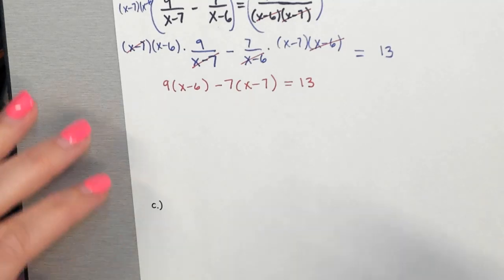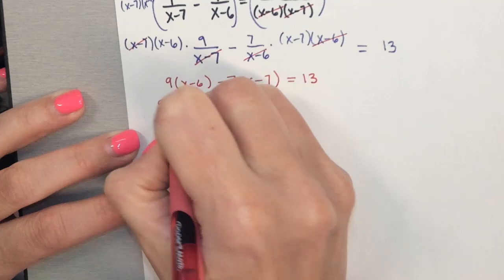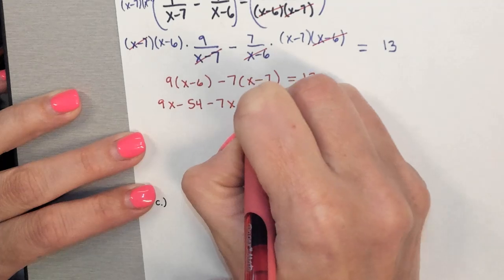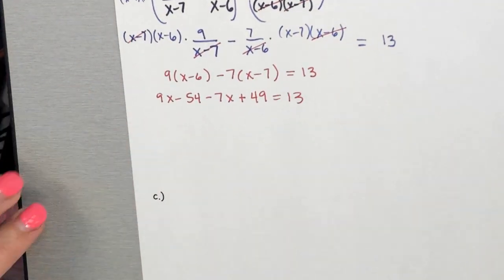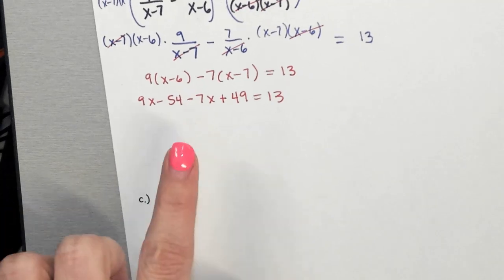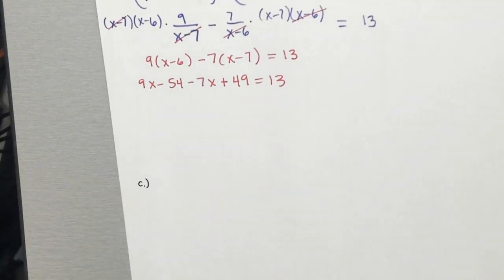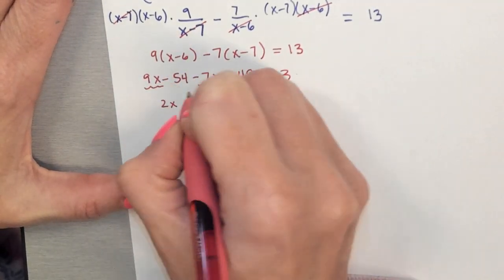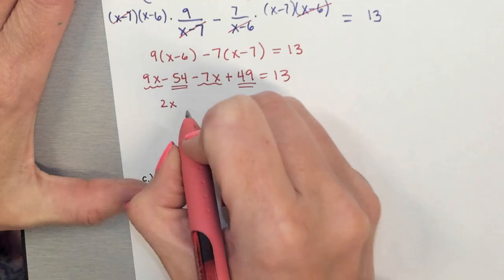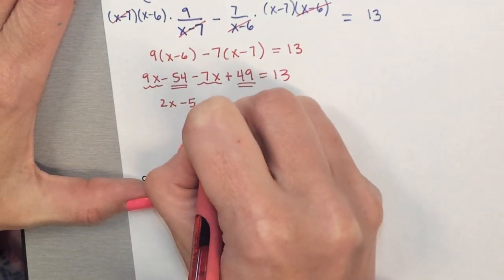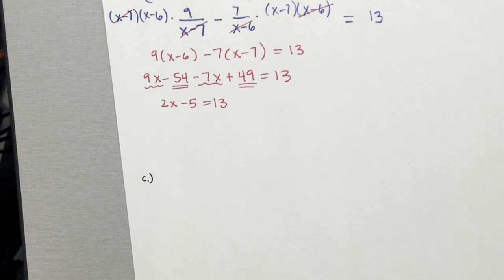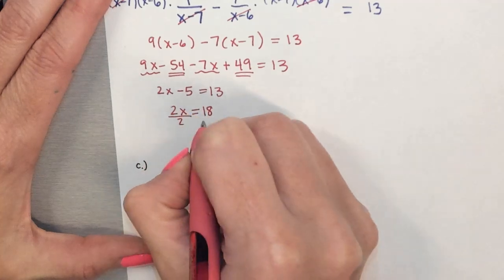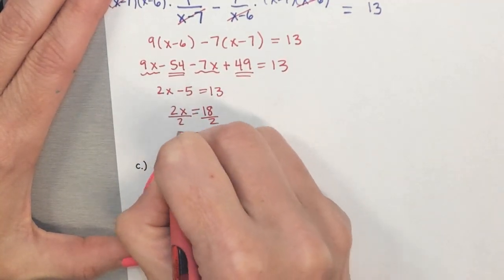Okay, and then we'll get 9x minus 54 minus 7x plus 49 equals 13. So 9 times x, 9 times negative 6. Negative 7 times x, negative 7 times negative 7. And then we'll just combine our like terms. So 9 minus 7 is 2x. Negative 54 plus 49 is negative 5. Okay, and then if we add 5 over, we get 2x equals 18. Divide by 2 to get x is 9.